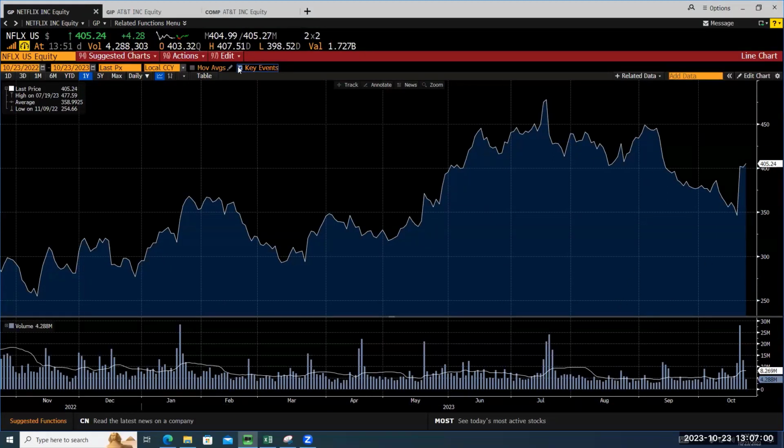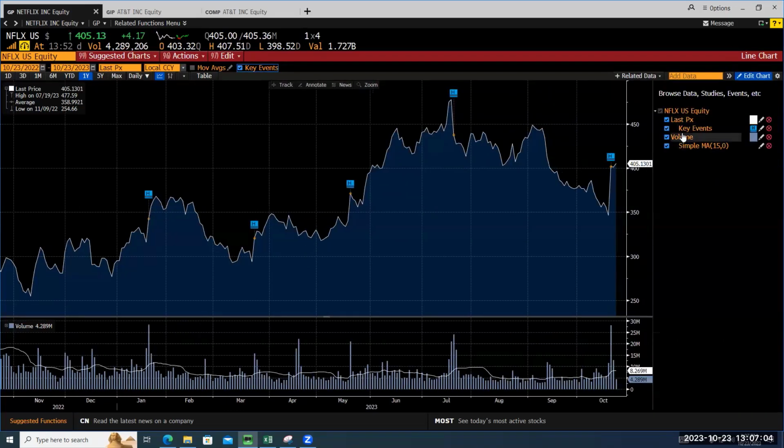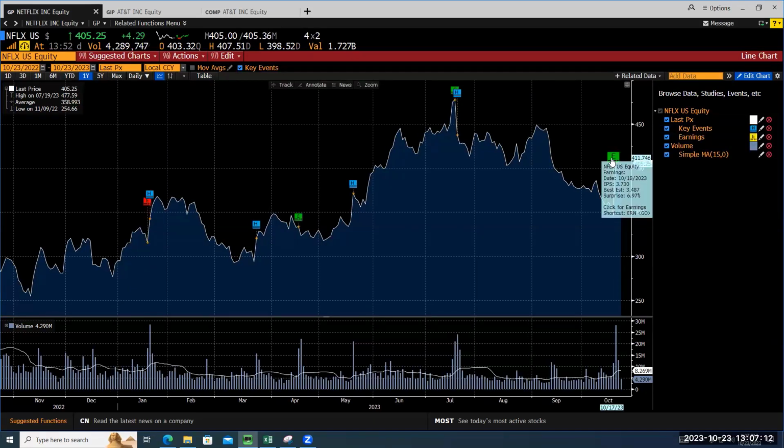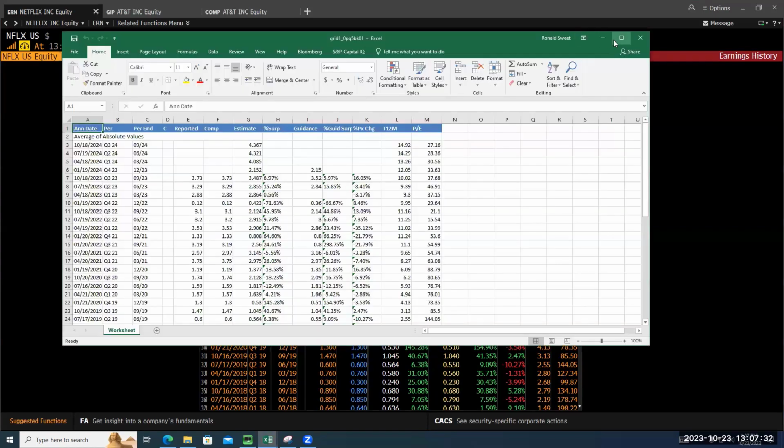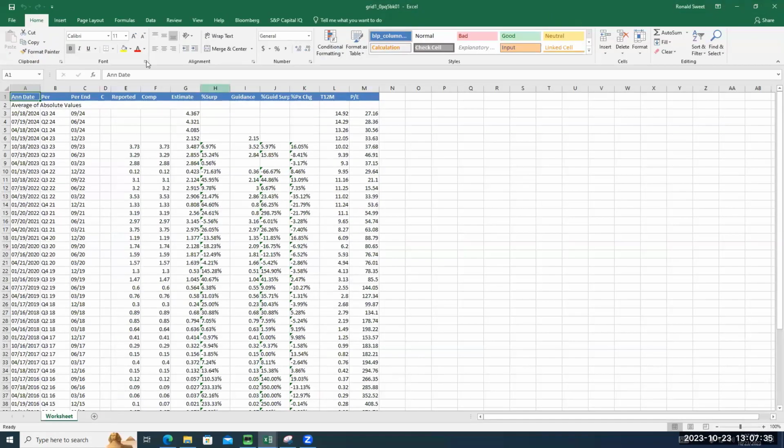I'm going to click on key events, and then I'm going to edit the key events. You hit this edit chart, key events, and I want earnings. And there's the earnings right there. So I'm going to click on earnings, and we'll bring up their earnings. And so what I'm going to do is I'm going to export that. And when I do that, I get all the data in Excel.